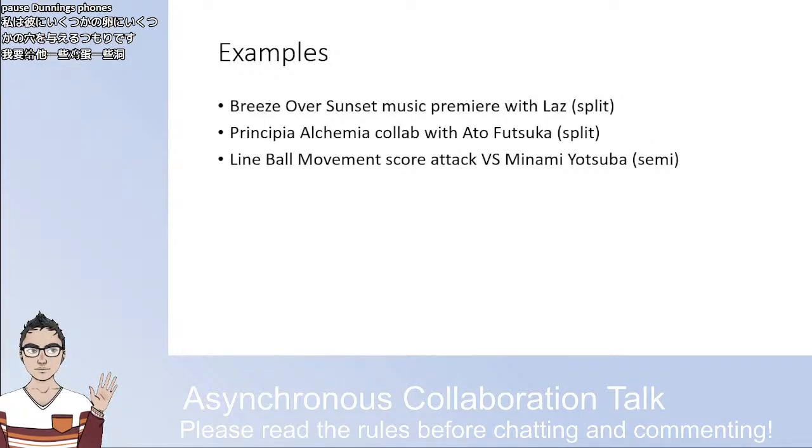And then the last one would be the semi-collab with Minami Yotsuba, where he set up a score in line ball movement, and then I had to break his score record by scoring lower. The way the scoring works is the number of jumps times number of deaths plus 1, so a lower score indicates a better performance.